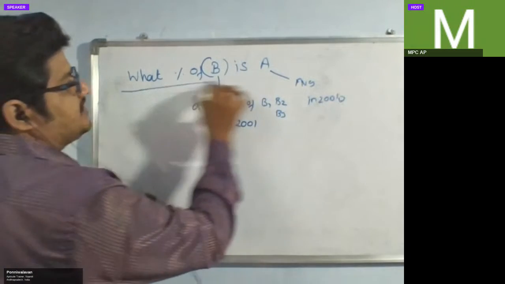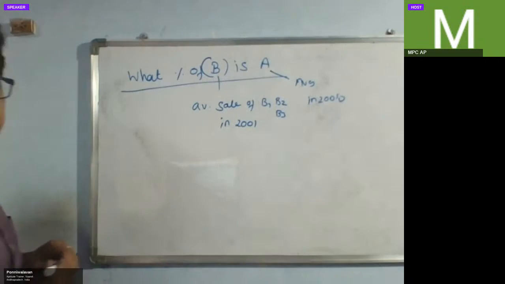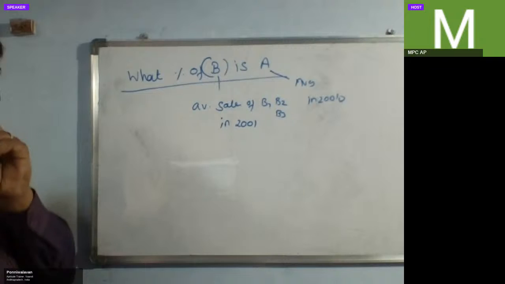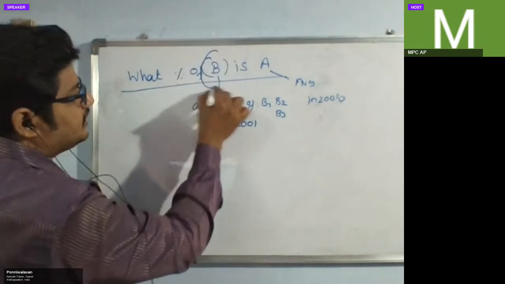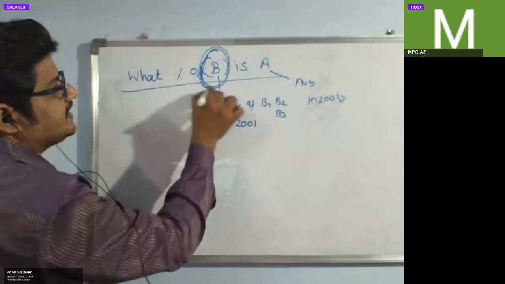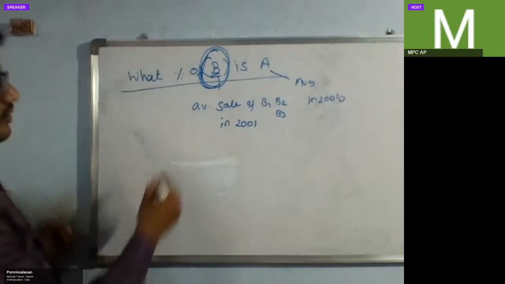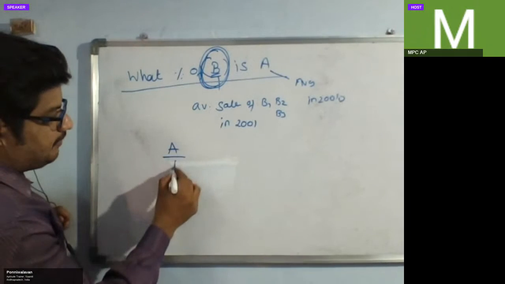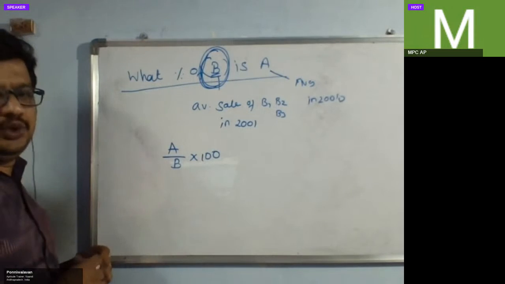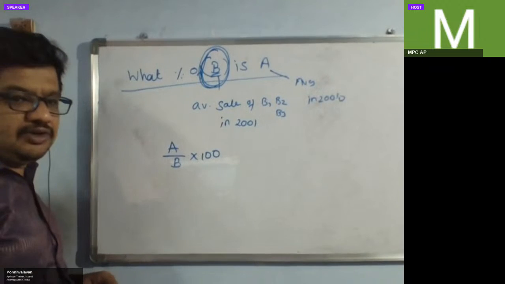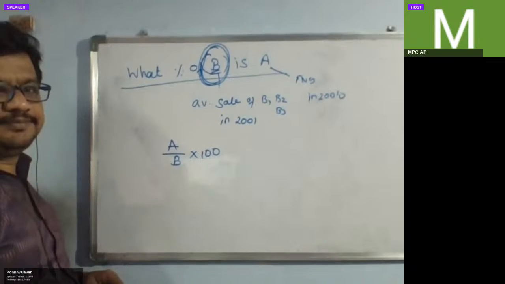So what is the basic of this question? What percentage of B is A? They are asking with reference to B, so B has to come down. So this is A by B into 100. Be careful: A by B into 100. Now tell me what is the answer.